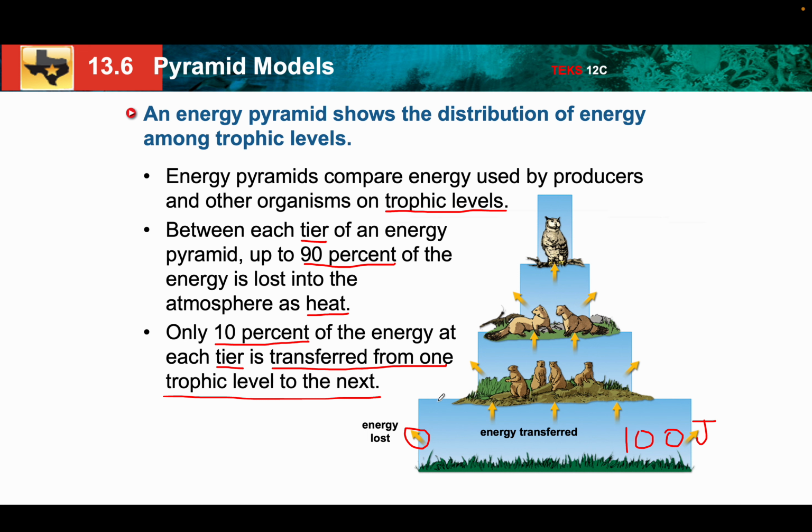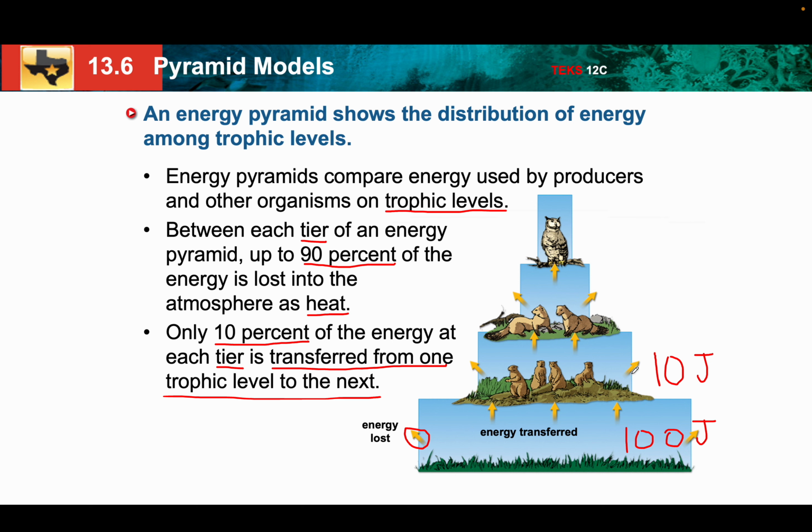Now I know sometimes we might want to choose mechanical energy, which is partially true because it takes energy to move. But when we're talking about the biology of a plant, we're not going to put that. So we have to be really general, and we're going to say it's lost as heat. That's the best answer. All right, so moving up. 90% is lost. So only 10% of 100 makes it to the next level. So up here, we get 10 joules of energy. 10 joules.